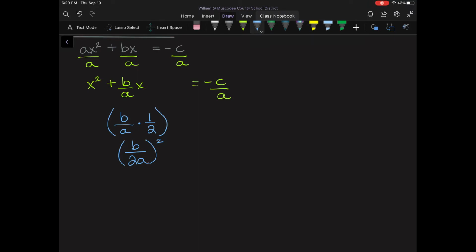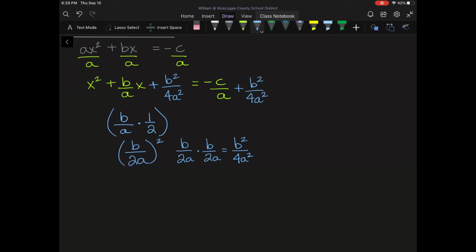So be careful when you square this. So remember that when you square, you just multiply it by itself. So b over 2a times b over 2a gives you b squared over 4a squared. So we're going to take this value and we're going to add it to both sides. So I'll write it here, b squared over 4a squared, and then I'll do it to the right-hand side and say b squared over 4a squared.